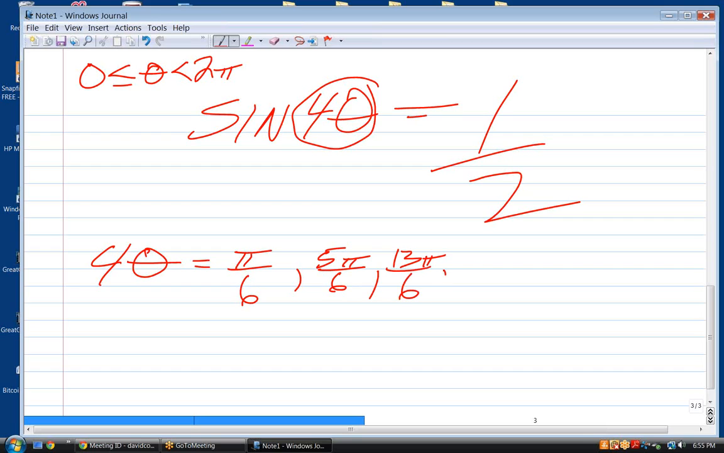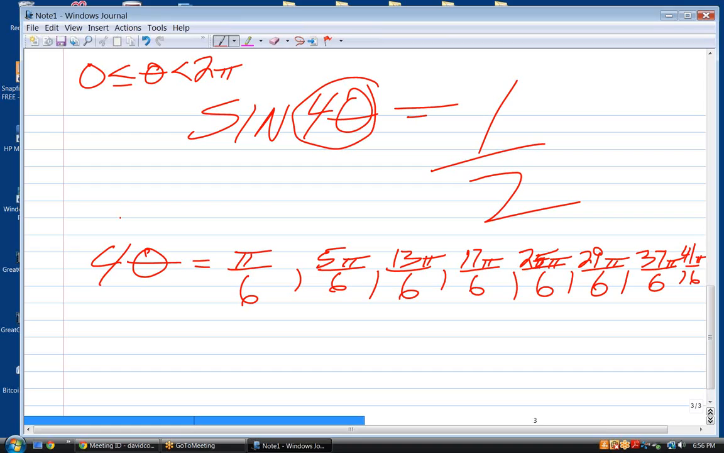This is the second unit circle. I'm adding 12 pi over 6 to each one. That takes me out to 4 pi. And I have to add 12 to this one, 25 pi over 6, 12 to this one, 29 pi over 6, 12 to that one, 37 pi over 6, and finally 41 pi over 6. So those are all of the solutions for 4 theta. 1, 2, 3, 4, 5, 6, 7, 8.